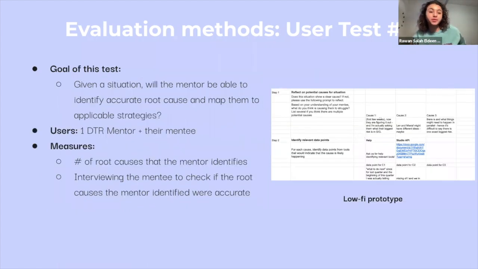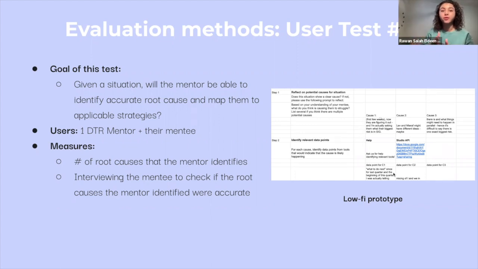In terms of our test number 2, the goal for this test was, given a situation, will the mentor be able to identify accurate root causes and map them to applicable strategies? This was the first test where we were looking at our conceptual technique or approach for scaffolding, like helping the user scaffold through identifying root causes and mapping strategies to them.